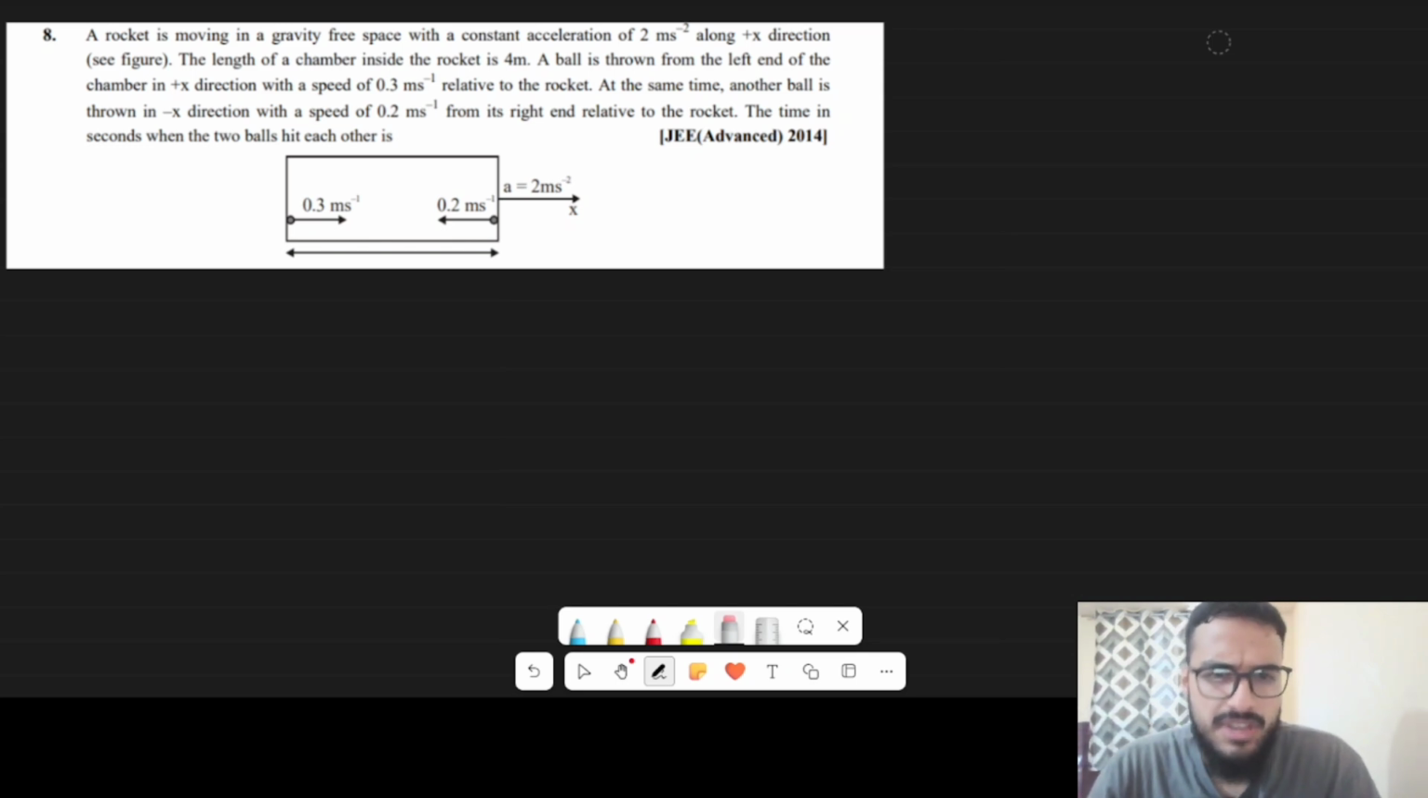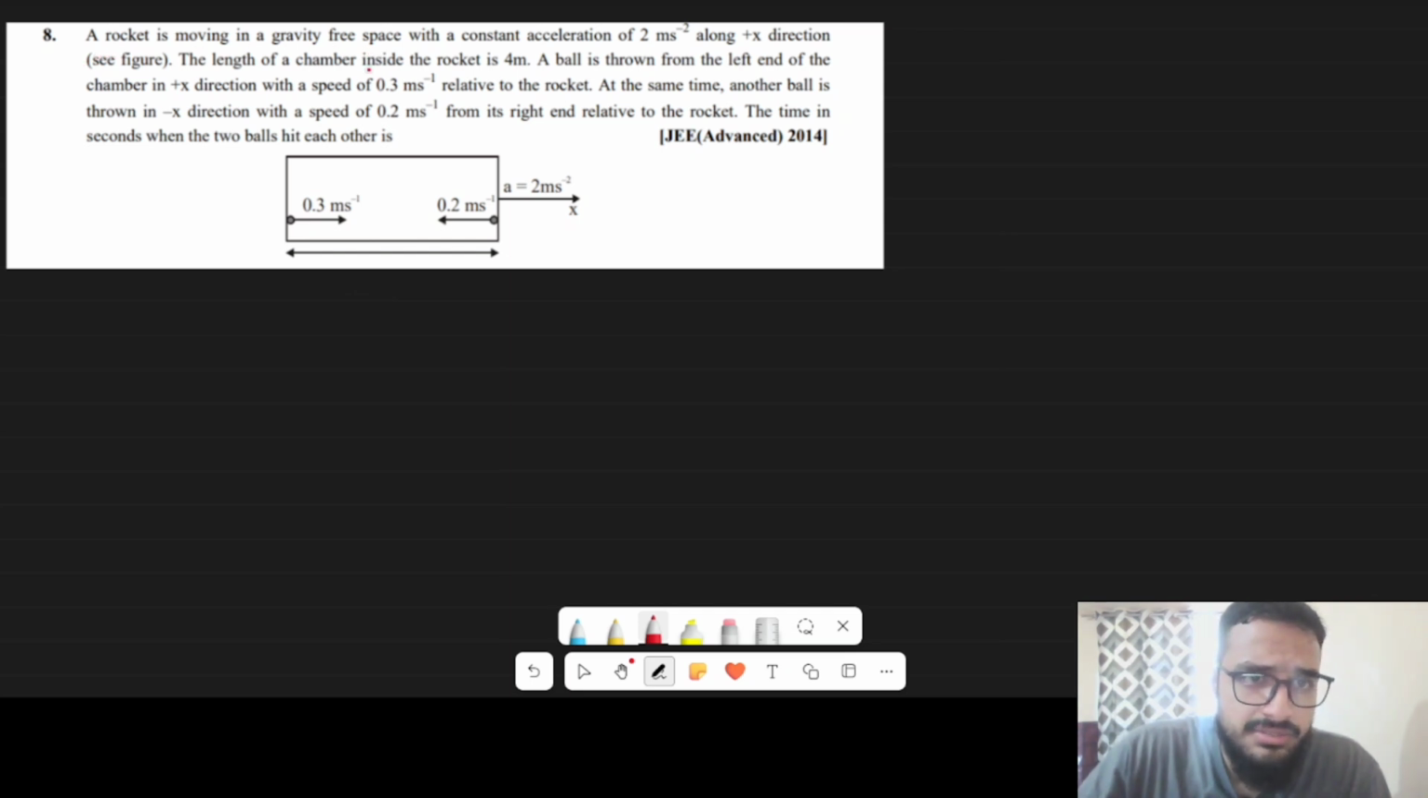This is one of the most famous and controversial problems that was given by JEE Advanced in 2014. Let's see what it has to offer. We'll see a rocket is given in a gravity free space, so there is no gravity, and the rocket is moving with acceleration 2 meters per second square in x direction. The length of the chamber was given as 4 meters.